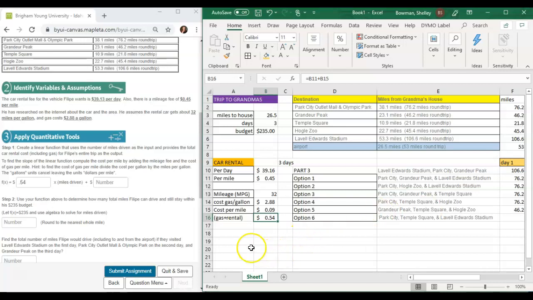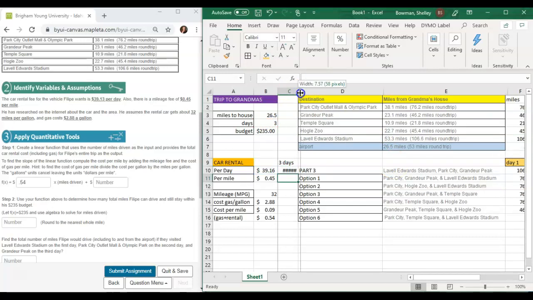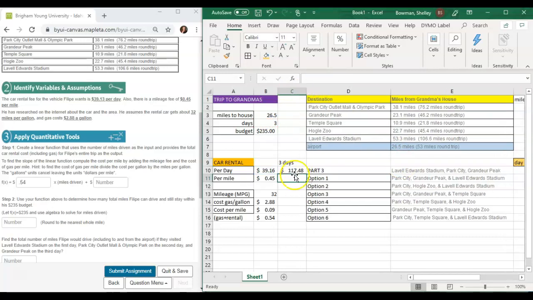The next part is to find out the other cost for renting the car, because there's a flat fee of $39.13 per day, and we know he will be there for 3 days. That helps us figure out this cost right here. So I have $39.13 per day, times 3 days, and that gives me, oops, I am too small to know the, there we go.